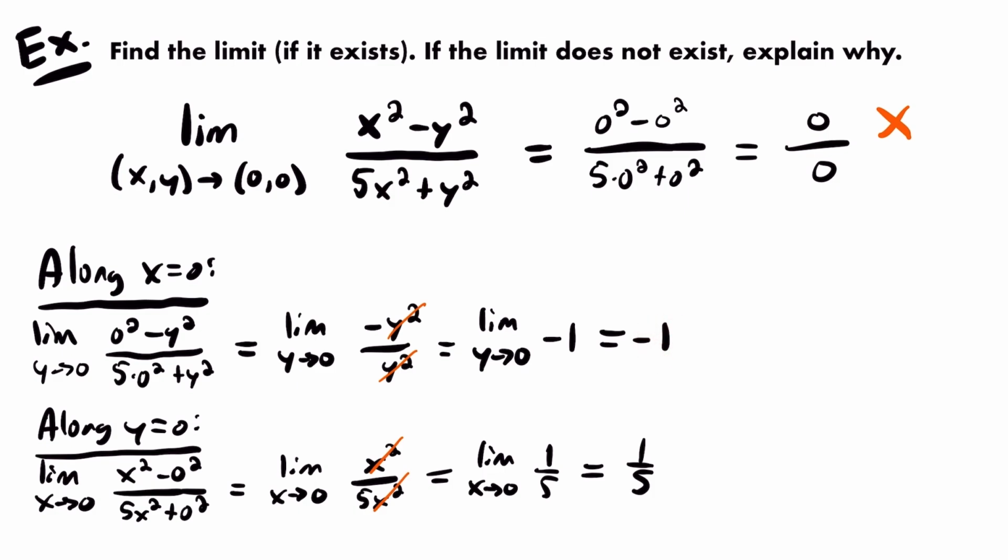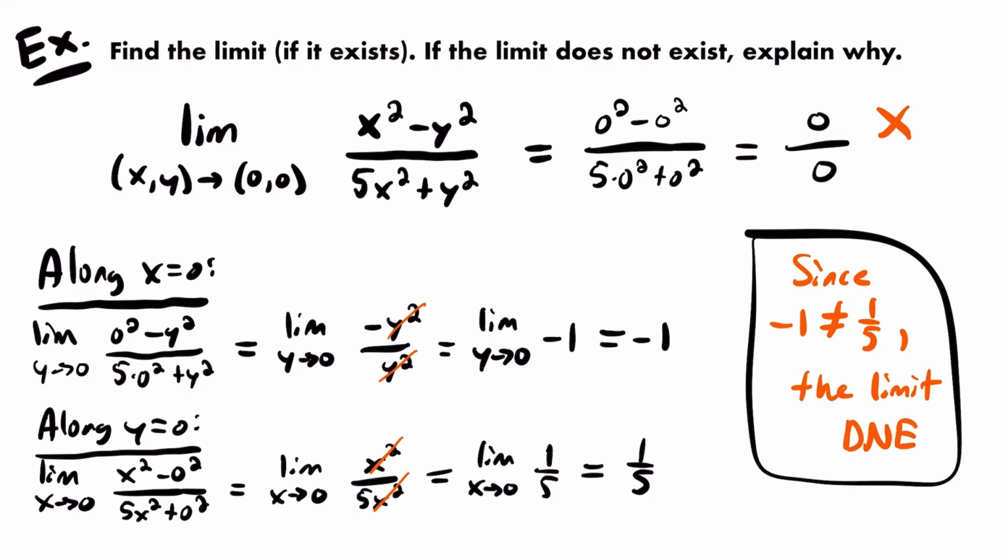So we have now shown that along this surface there are two paths that as they approach this point 0, 0, they are leading to different values of z. So the limit cannot exist. So our final answer here would be, since negative 1 does not equal 1/5, the limit does not exist. That would be my final answer to this problem.